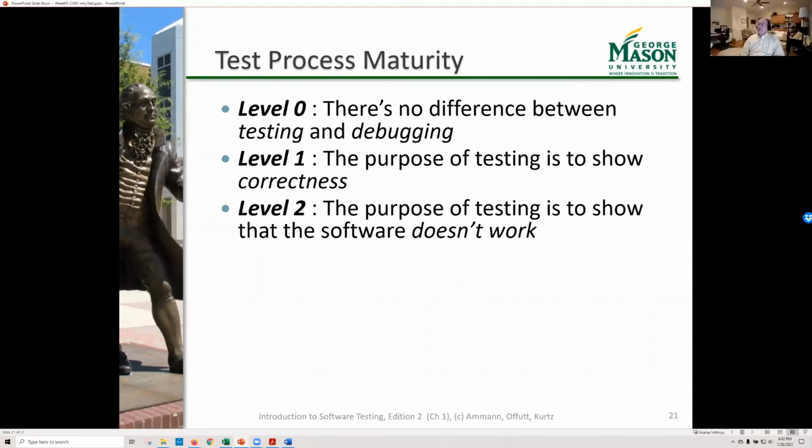Sure, go ahead. When you say correctness in this case, are you referring to, I'm thinking back to SWE619, where correctness of software referred to, does it adhere to the contract? Yeah, to its contract. You could look at it a couple ways, right? And that kind of goes back to the verification versus validation.